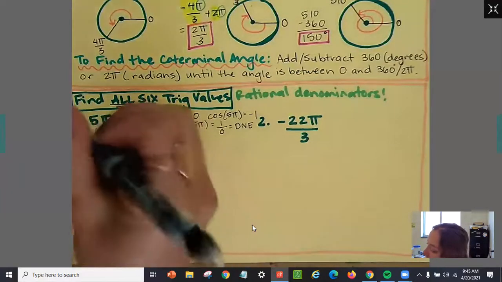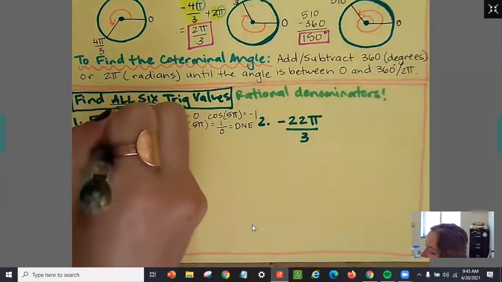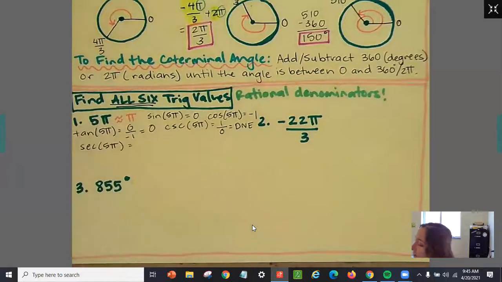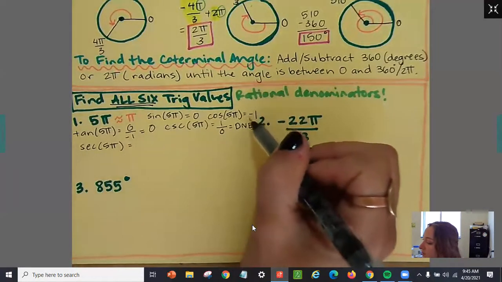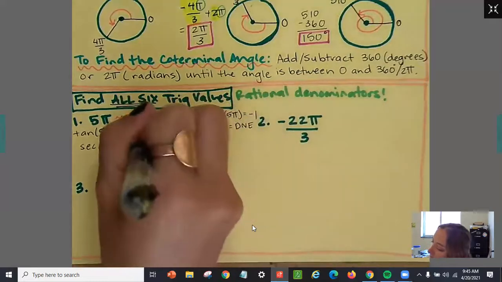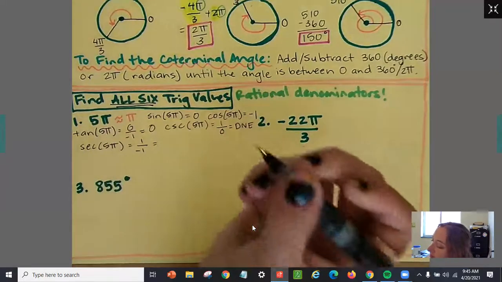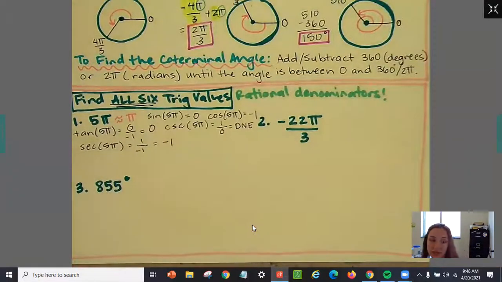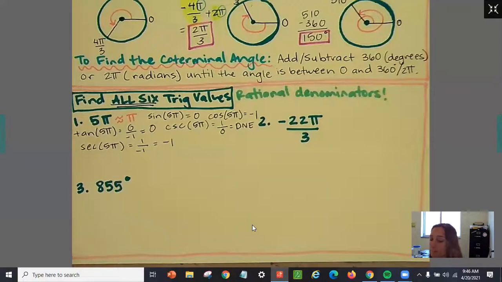All right, now let's look at secant of 5 pi. Secant is going to be the reciprocal of cosine. So we're going to do 1 over -1. And 1 divided by -1 is just -1. So secant of 5 pi is going to be -1.